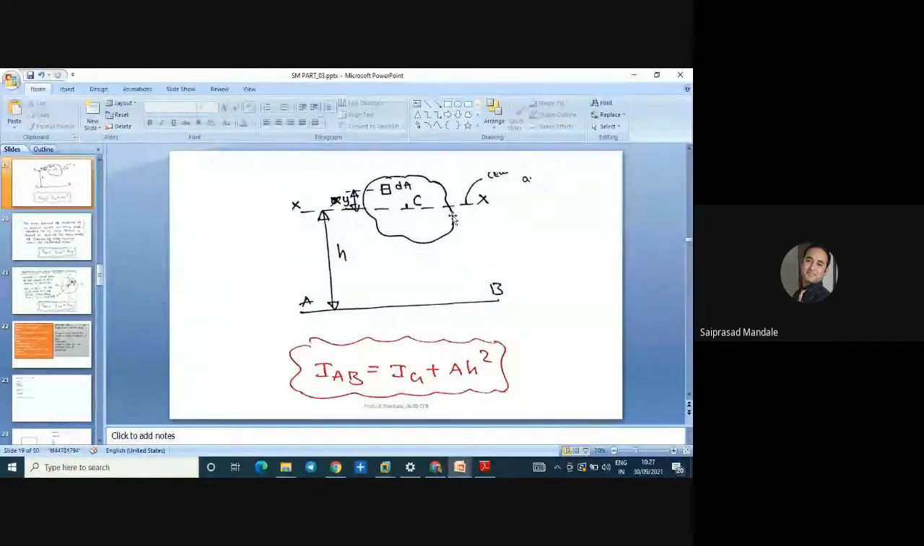In that case, the formula will be: moment of inertia of AB is equal to IG plus A h square. IG stands for moment of inertia of that complete body, h is the height and A is the area of that complete body. Moment of inertia of AB is equal to IG plus A h square, where IG is the moment of inertia of that complete body plus the product of area and the distance between both the axes. That is the parallel axis theorem.